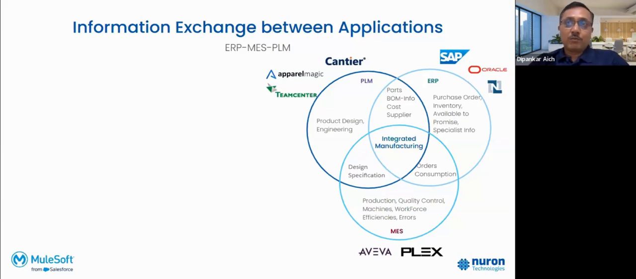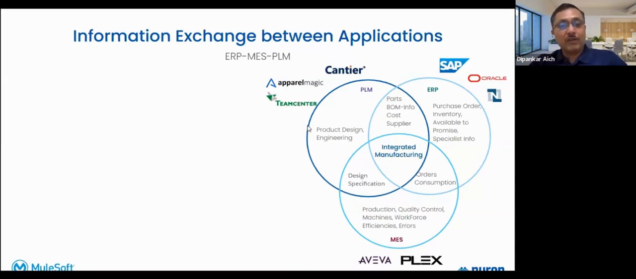But what if these systems are not really connected? Because the data that is residing in these systems has some overlap. The product design that you are doing in PLM needs to be fed into MES for production. The sales planning and demand forecasting that you are doing in ERP need to be fed into your PLM system for better planning of the supply chain.